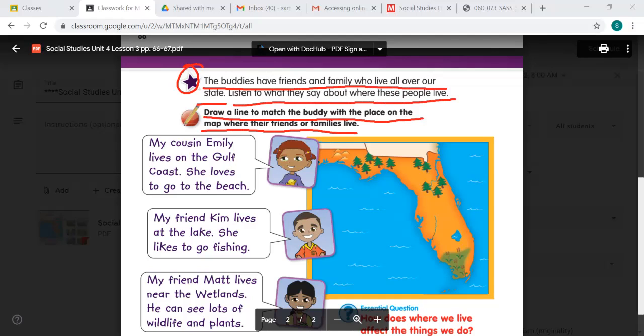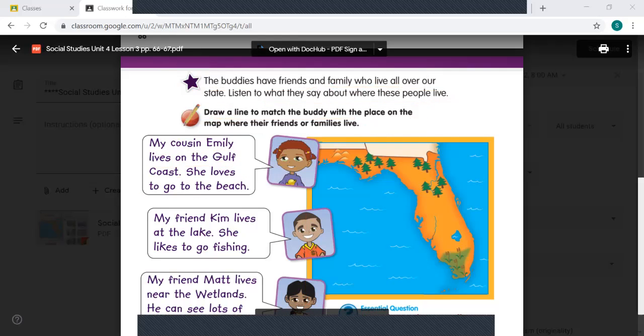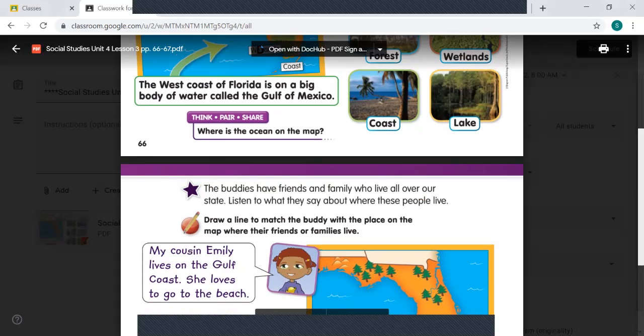So let's read this together. My cousin Emily lives on the Gulf Coast. She loves to go to the beach. So her cousin lives where? On the Gulf Coast. So we're going to look at this map. Now, the other map has it labeled. So all we have to do is go up and look at the other page, and we can figure out where the Gulf Coast is.